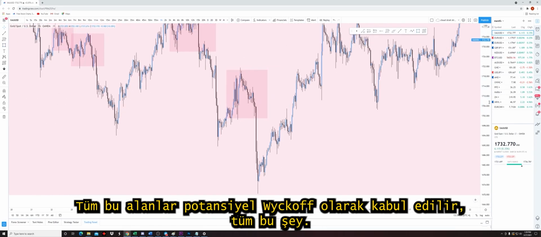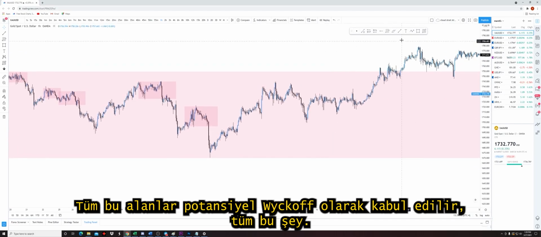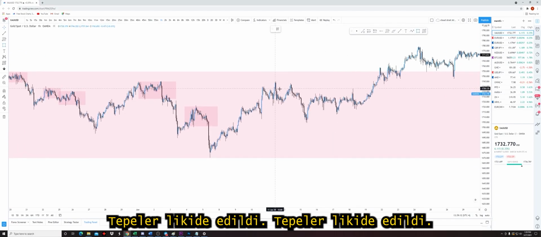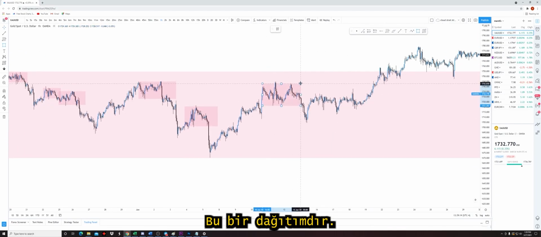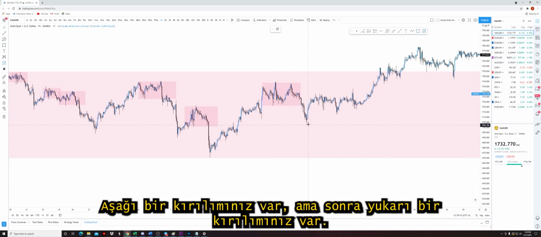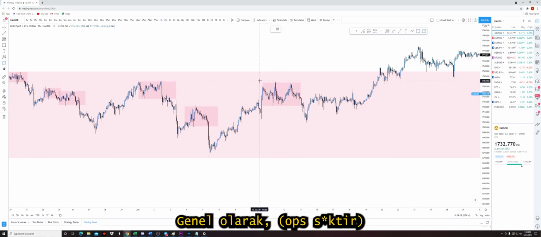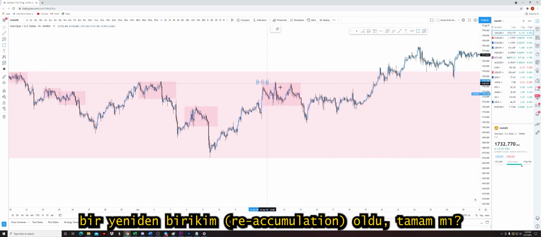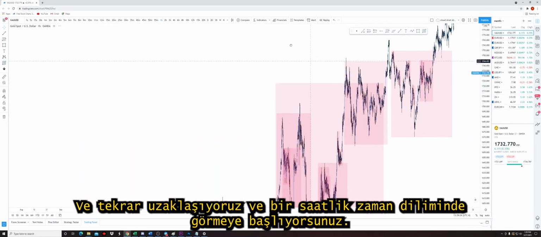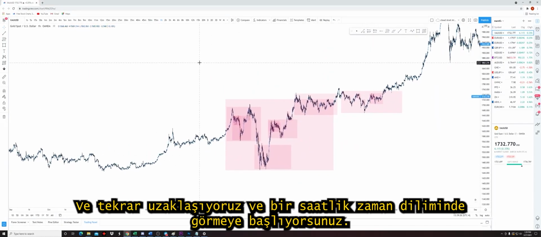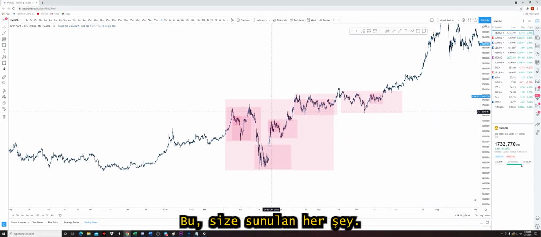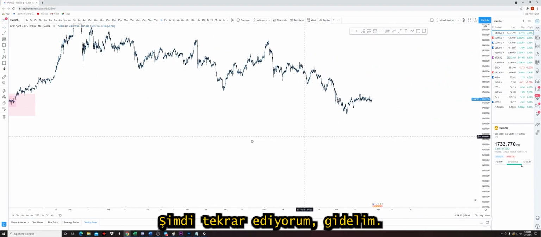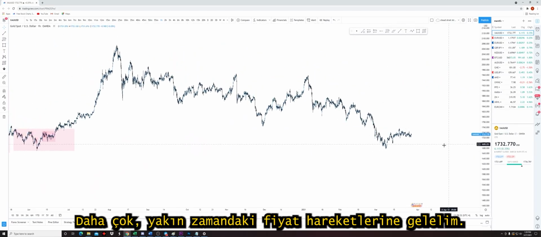All of these areas are considered potential Wyckoff. This whole thing, highs liquidated. This is a distribution. You have a breakdown, but then you have a break up. Overall, it became a reaccumulation. Okay, and we zoom out again, and you start to see that on a 1 hour time frame, this is everything available to you. Now again, let's come to more recent price action.